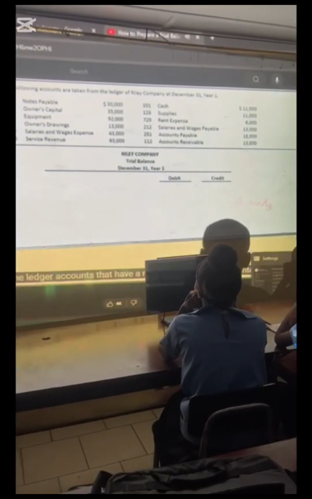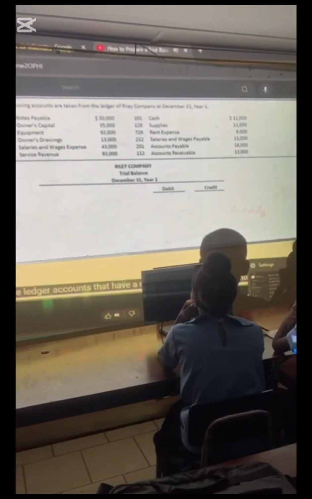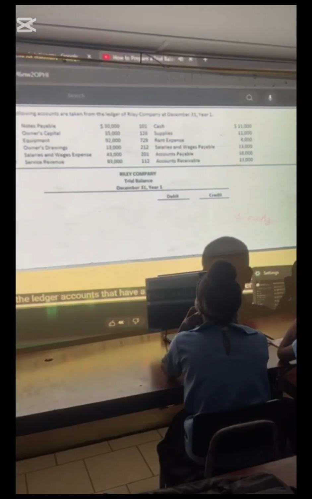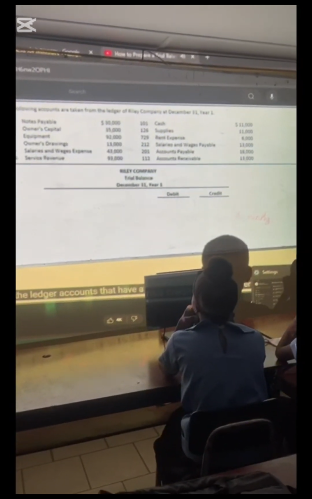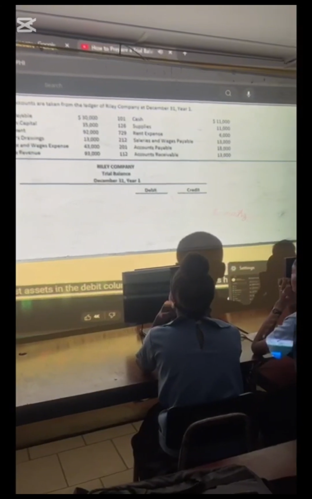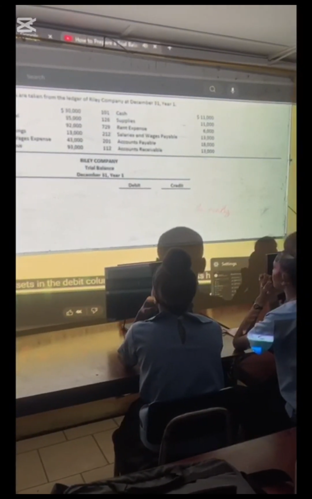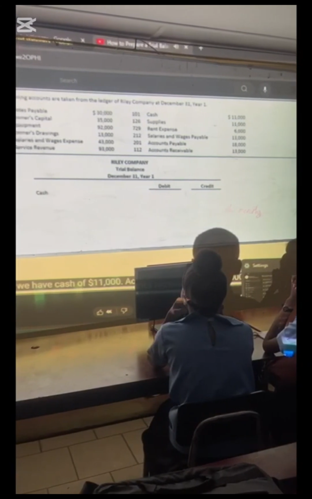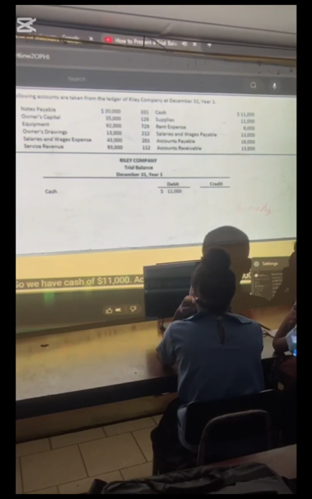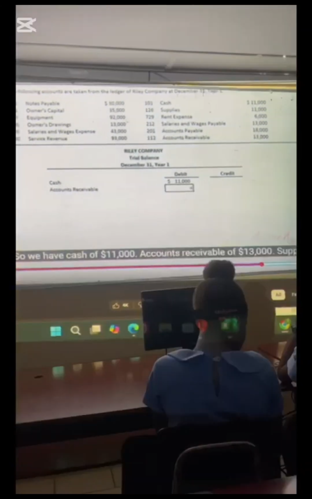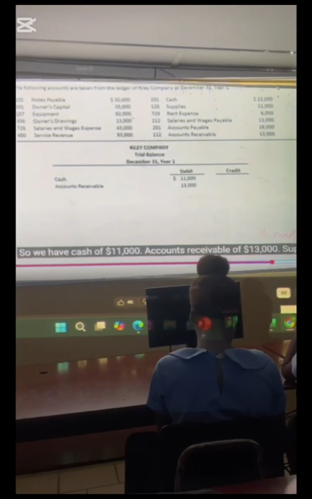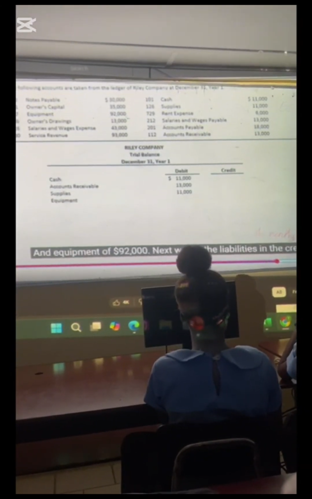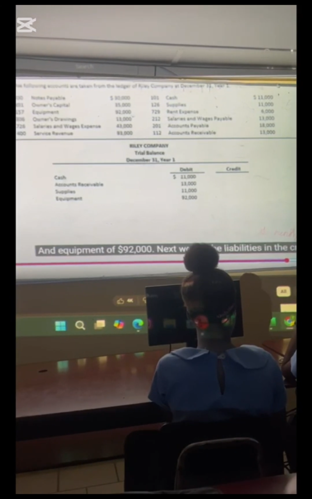The ledger accounts that have a normal debit balance are entered in the debit column, and the ledger accounts that have a normal credit balance are entered in the credit column. Let's first list assets in the debit column. Remember that assets have a normal debit balance. So we have cash of $11,000, accounts receivable of $13,000, supplies of $11,000, and equipment of $92,000.